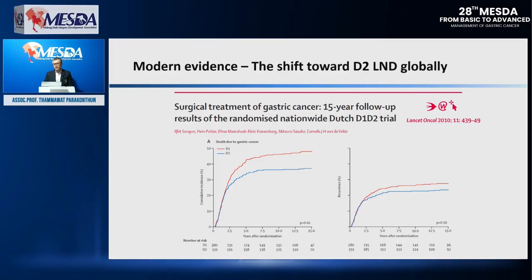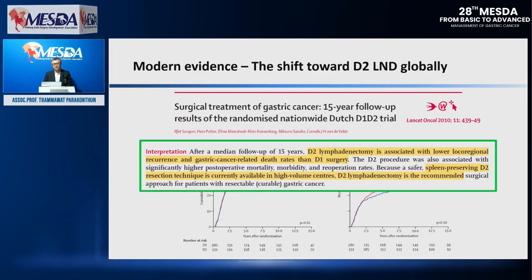If you remember the Dutch D1, D2 trial, which demonstrated very high morbidity but could not demonstrate an oncological benefit, with a very long 15-year follow-up, this trial demonstrated a lower incidence of gastric cancer-related death after D2 dissection compared with D1, and lower local regional recurrence. So after these results, D2 lymphadenectomy is recommended in Western countries.